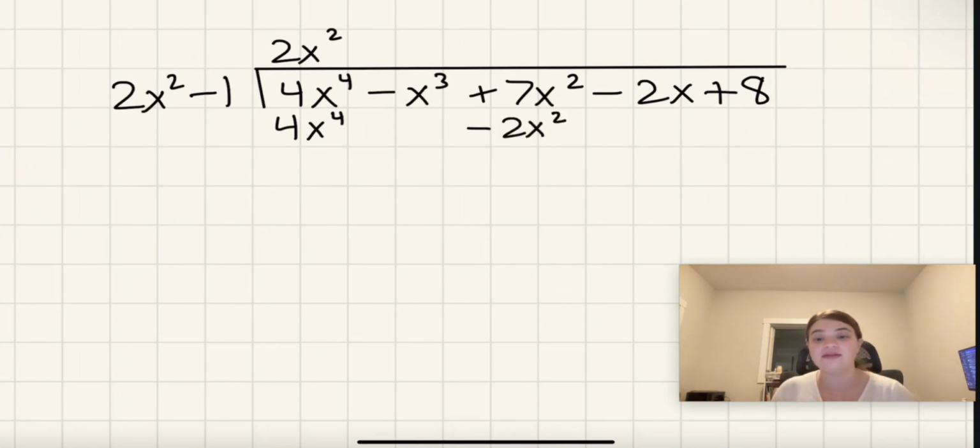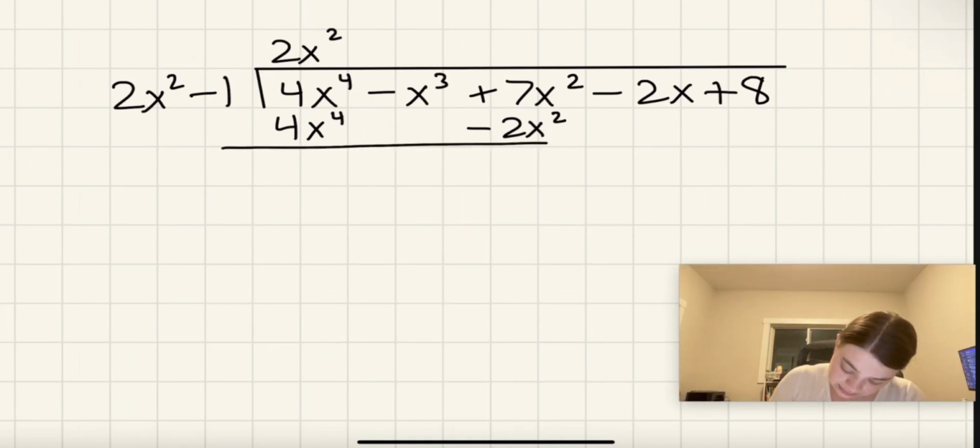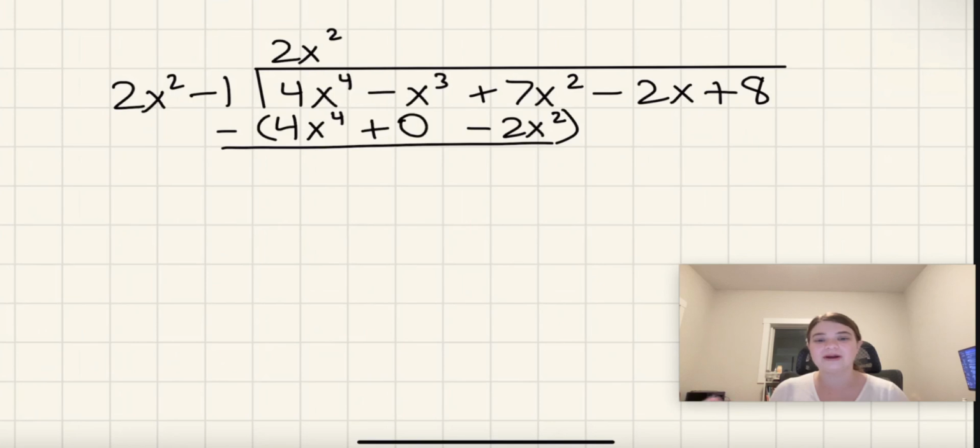And notice I'm lining this negative 2x squared up with 7x squared because that's the term that we're actually going to be able to combine it with, because these terms are like terms, whereas negative 2x squared is not a like term with negative x cubed. So then I'm going to subtract. And because we have nothing here, we can just say this is plus 0. That's fine. And then we're going to subtract.